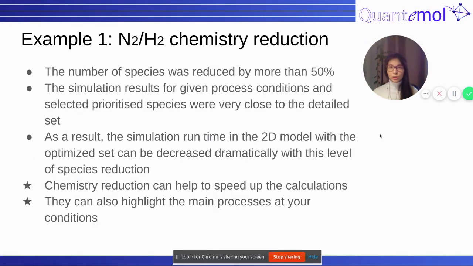In conclusion, we have demonstrated that it's possible to reduce the number of species by over 50%, and the simulation results didn't change dramatically for our particular conditions and species of interest. So if you take this sort of chemistry to 2D modeling, at a minimum you will get much faster calculations and better convergence.